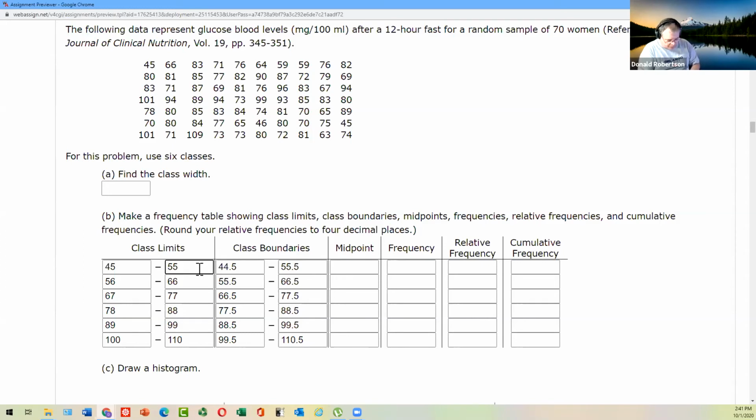Clear that out. 45 add 55, and then I'm going to divide by 2. And the answer I get for this midpoint is 50. And then everybody after that's 11 more. So you would get that. I don't need the relative frequency, so I'm not worried about that.